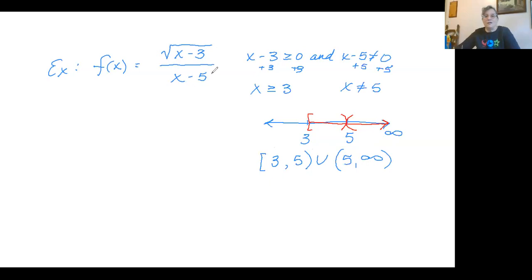This keeps the denominator from being 0, and being greater than or equal to 3 makes sure that what's in the square root is going to be positive.